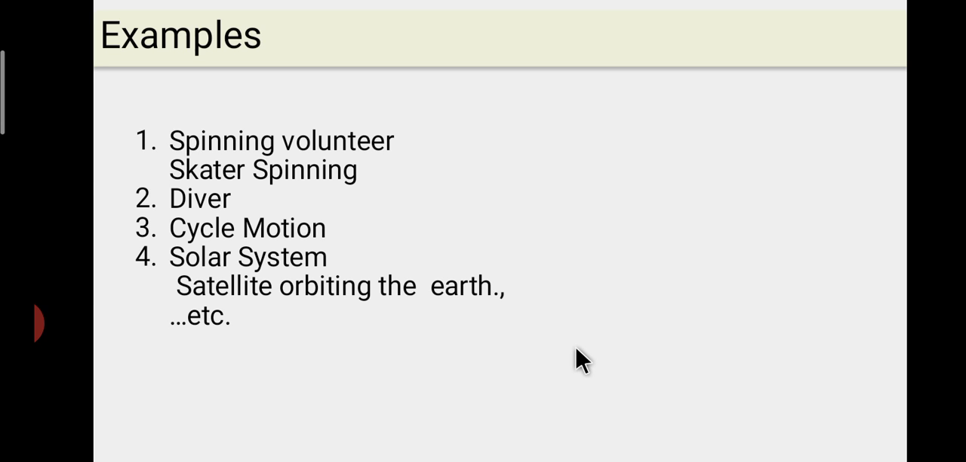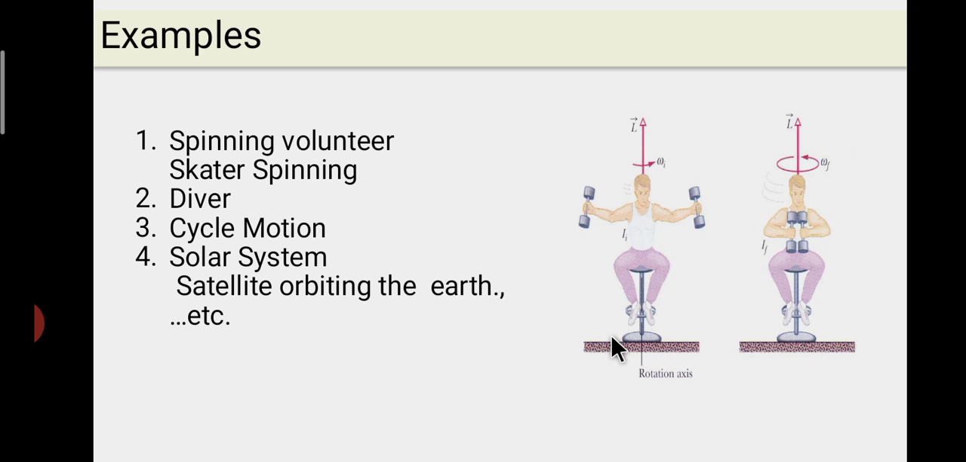The examples are a spinning skater, a spinning diver, cycle motion, the solar system, a satellite orbiting the earth, etc. Suppose this is the rotational axis and this is the moment of inertia. If the moment of inertia decreases, the angular velocity increases. Since I = mr², if r decreases, then the angular velocity increases. This is an example of conservation of angular momentum.